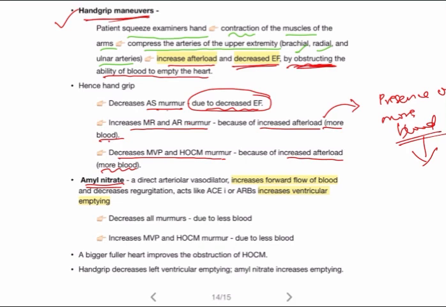Okay. Now amyl nitrate. That is another test. Amyl nitrate, a direct arteriolar vasodilator, increases forward flow of blood. So amyl nitrate increases forward flow of blood and decreases regurgitation, acting like ACE inhibitors or ARBs. So this increases ventricular emptying, which means if you use amyl nitrate, there is less blood in the chamber.